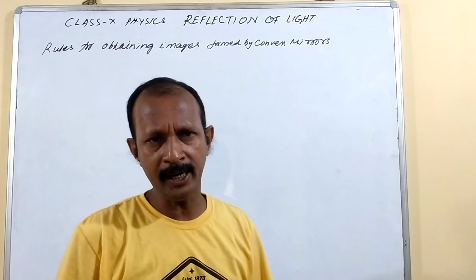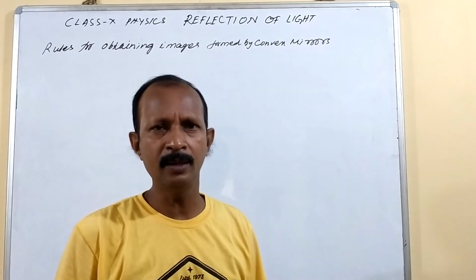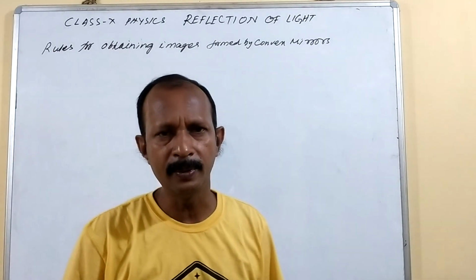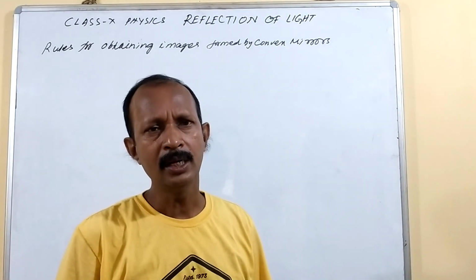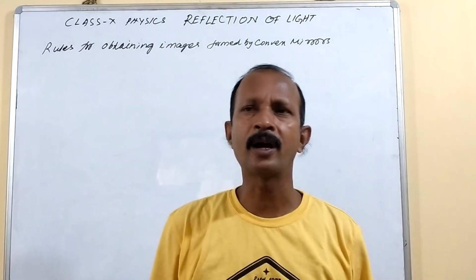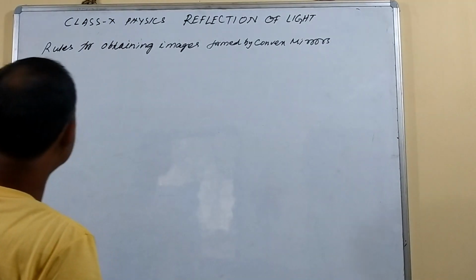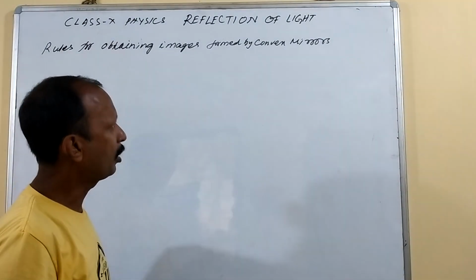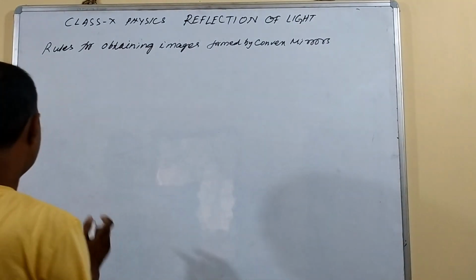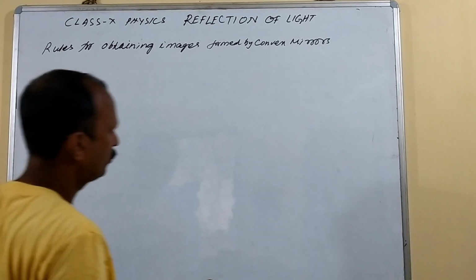But to draw the ray diagram, if we know the behavior of light rays in the case of spherical mirrors, then it will be convenient to draw the ray diagram. So for that purpose, we should know certain rules for getting images. So I have written the heading, rules for obtaining images formed by a convex mirror. So, rule number one. What is rule number one? See here.